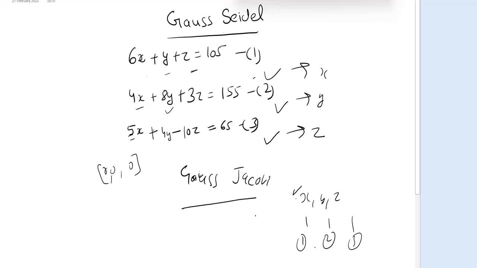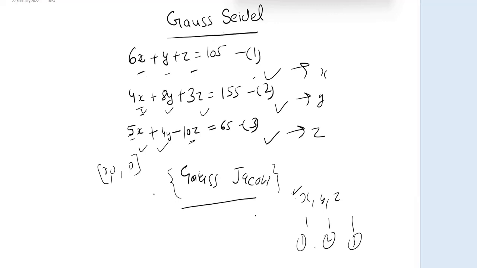But in the Gauss-Jacobi method, we will not use this x value here. We will use the initial value here also. Here x and z initial values, and here x and y initial values to find the z, not the values we find in the above equations. This is the minor difference between the Gauss-Seidel and Gauss-Jacobi methods, and let's make a code for the Gauss-Jacobi method. This is the simple difference.